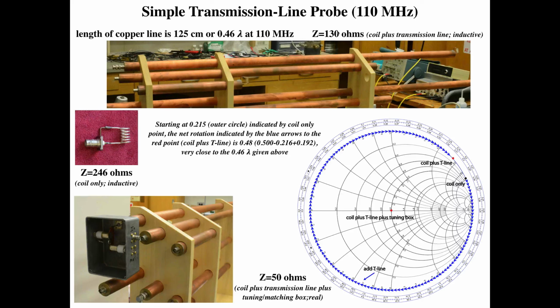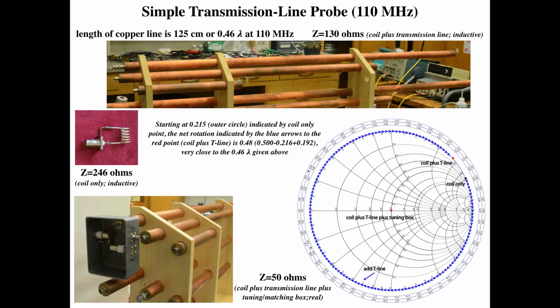That the actual value is 130 ohms. That's the measured value of the coil plus the transmission line, and that's that red dot. Well, it got pretty close either way. Okay, so again, just illustrating the impedance transformation properties of transmission lines. So we get to this point. So at this point, our impedance meter was attached right there to give us 130 ohms.